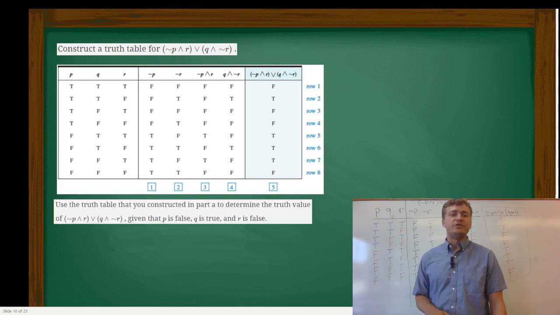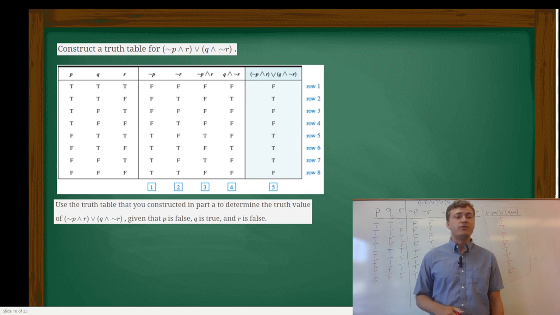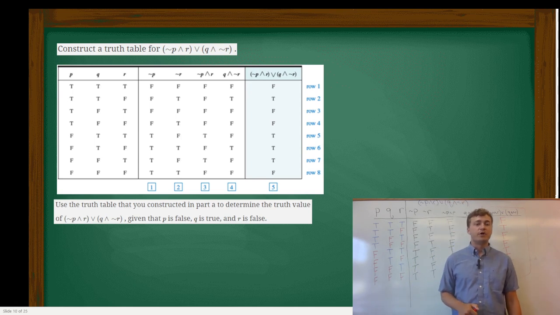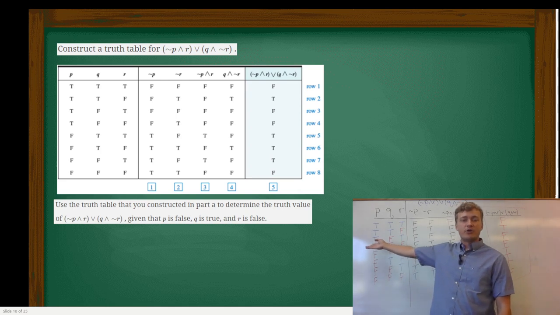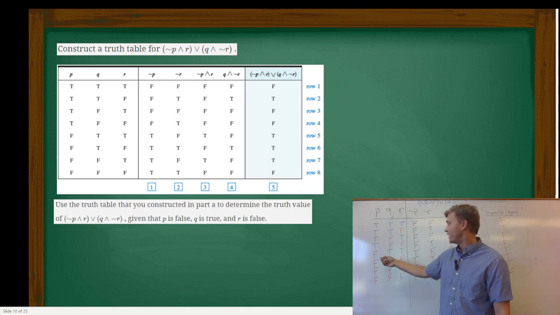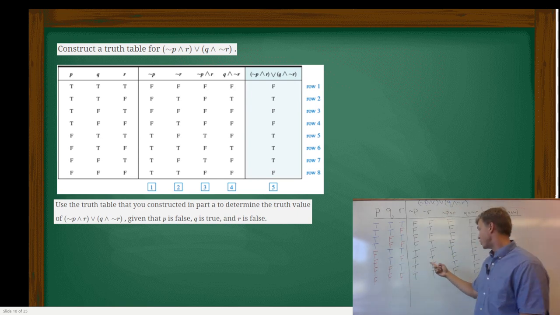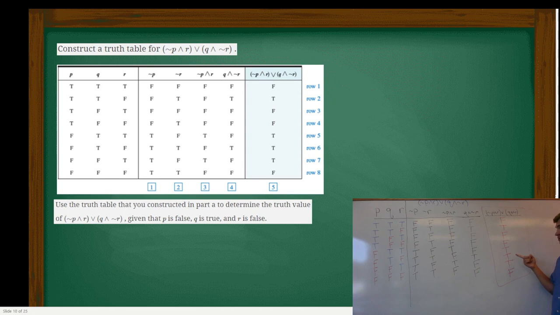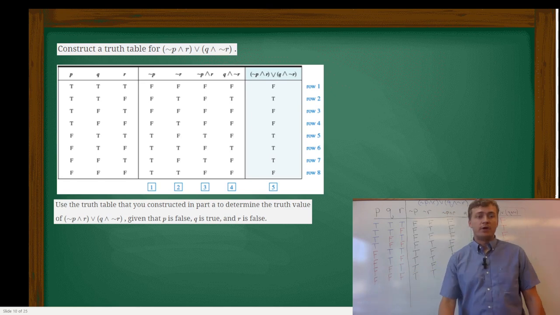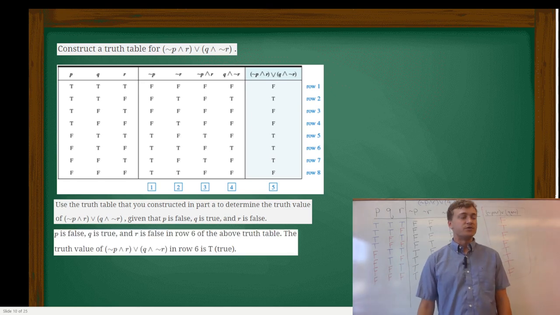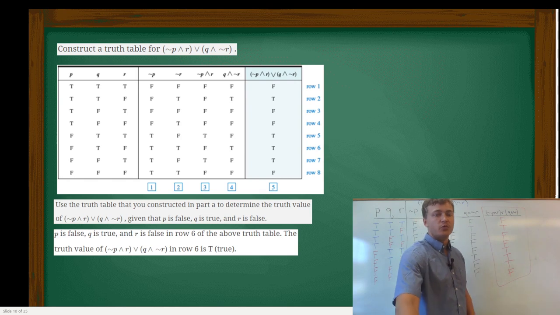Use the truth table that you constructed in part A to determine the truth value, given that P is false, Q is true, and R is false. You're just going to find that within the left side, right? Find when your row is FTF. Well, that's right here, right? FTF, this is row 6. So we'll go over here, and we'll see that the statement will be true when P is false, Q is true, and R is false, right? We would use row 6 to find that the statement would, in fact, be true.